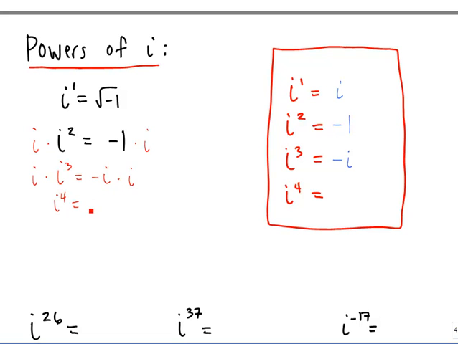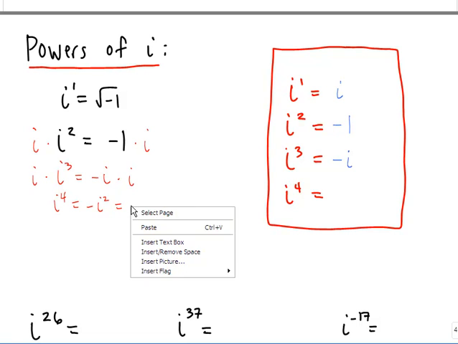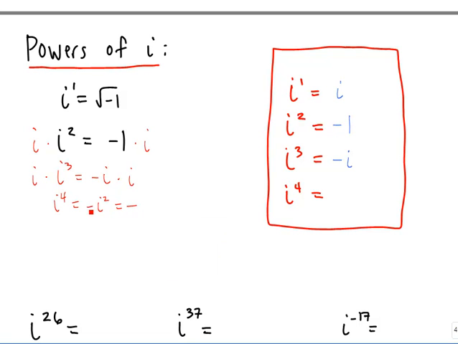Negative i times i becomes negative i squared. And remember what negative i squared turns into. i squared is negative 1. So this minus sign stays put, and i squared turns into negative 1, so a negative negative 1 turns into positive 1. So i to the fourth turns out to be positive 1.